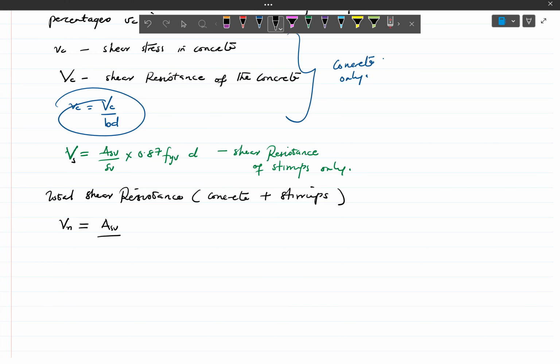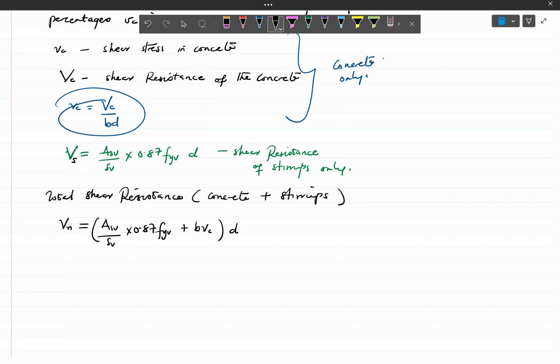So let me call this one VS for now. If there's any other VS along the line and it's different from this, I would explain. So ASV, SV plus, sorry. So the plus is times 0.87 FYV plus BVC into bracket times D. And this Vn can also be used to identify the nominal shear, which we'll look at again.